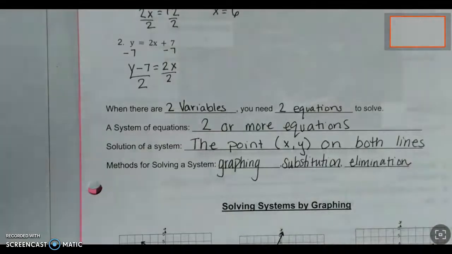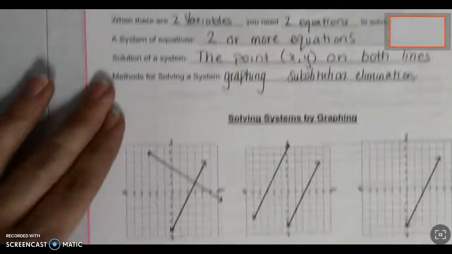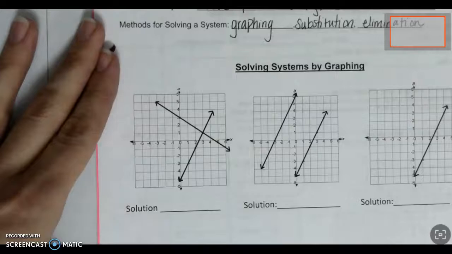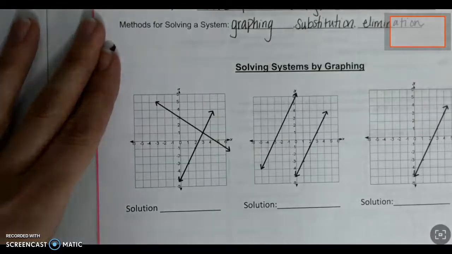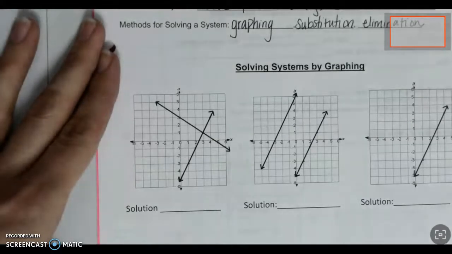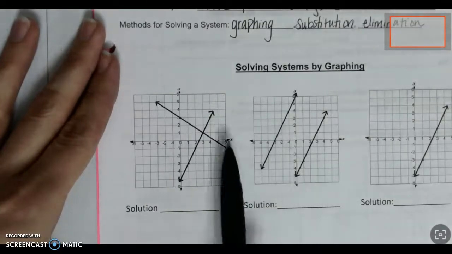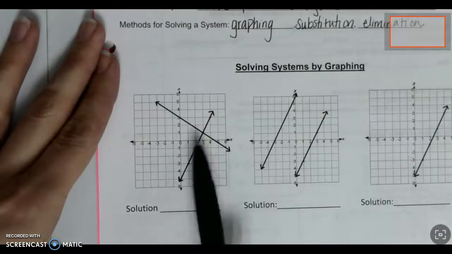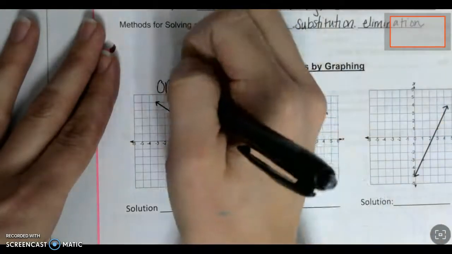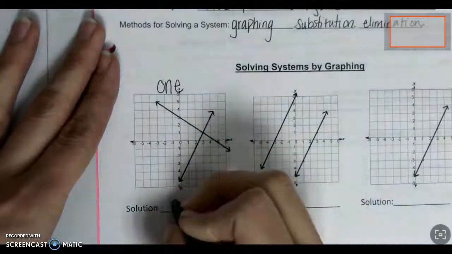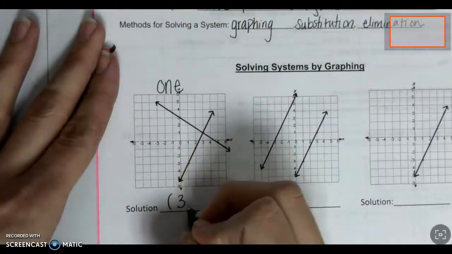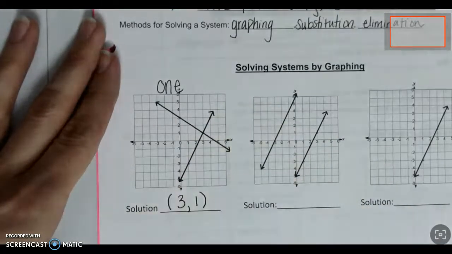But what we're going to do today is we're going to start with the graphing, and then we'll go on to the other 2. Here is 2 graphed equations. How many answers are there? Okay, remember, the answer, the solution, is the one point that's on both graphs. How many points are on both lines? This one right here. 1. This is one answer. There is one solution here. One answer. And that answer happens to be the point (3, 1).